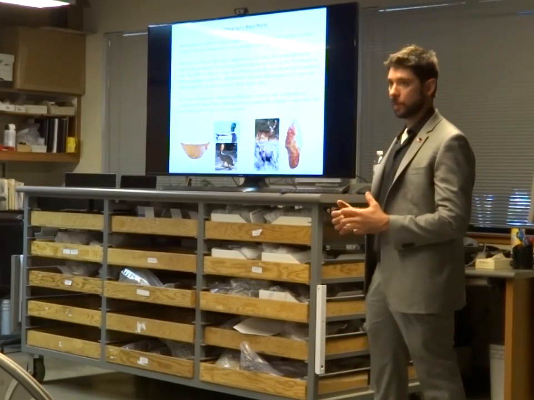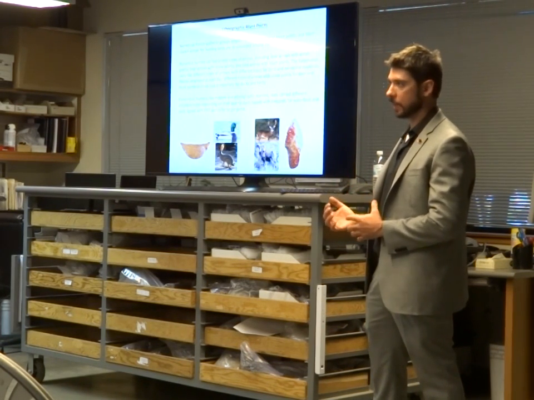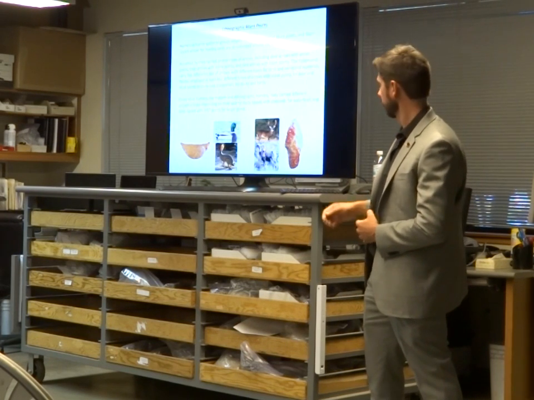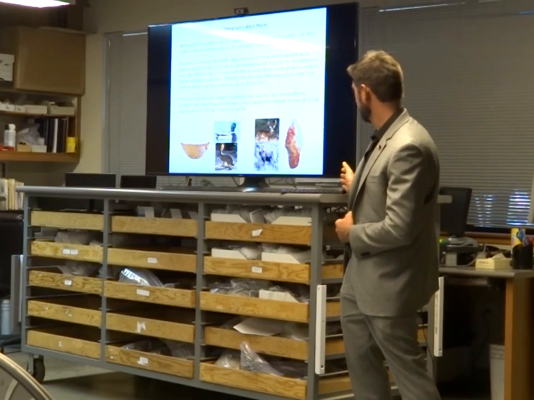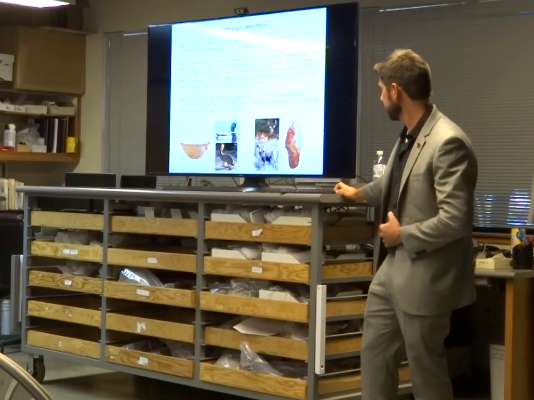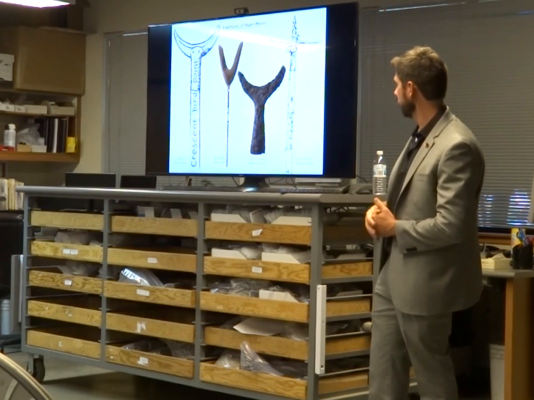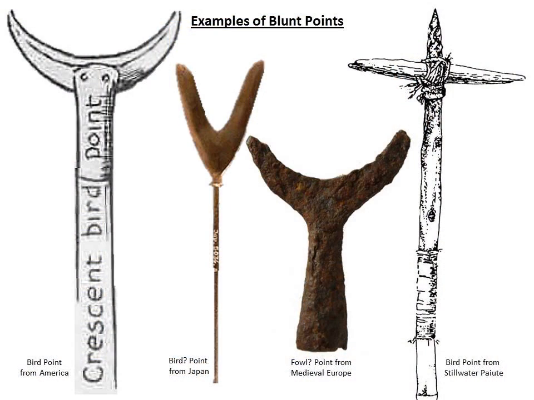So it's reasonable to assume that Paleo-Indians, like modern ethnographic hunters, likely carried different projectile types depending on the quarry that they were pursuing. Which would obviously be western stem points for larger game and transverse crescents for smaller game. Here are a few examples of some blunt points around the world: a metal historic point from Japan, a possible bird point, a fowling point from medieval Europe, and a greasewood stick tied transversely that the Stillwater Paiute used.